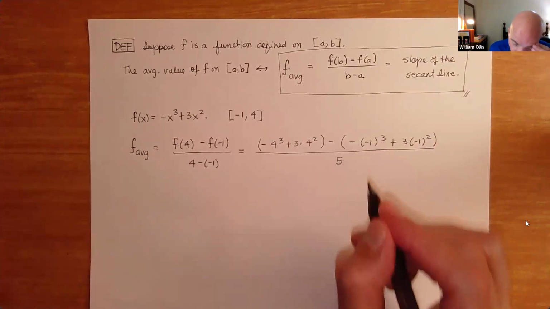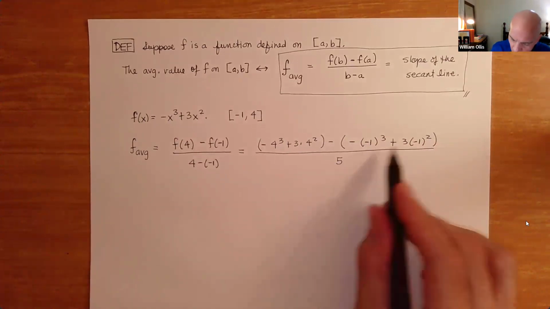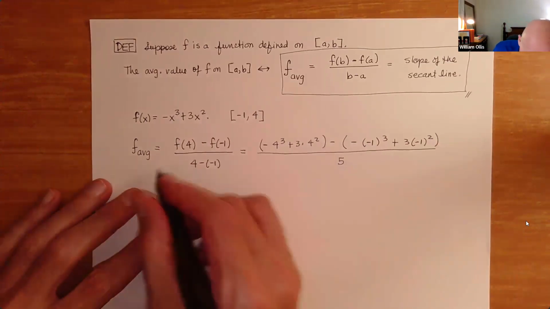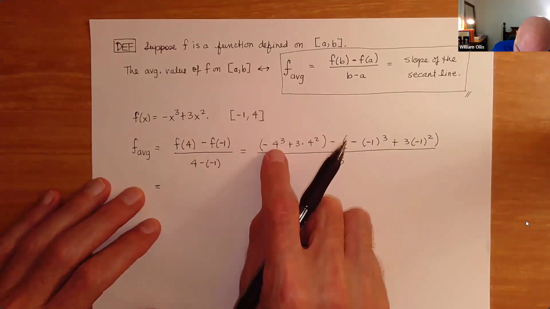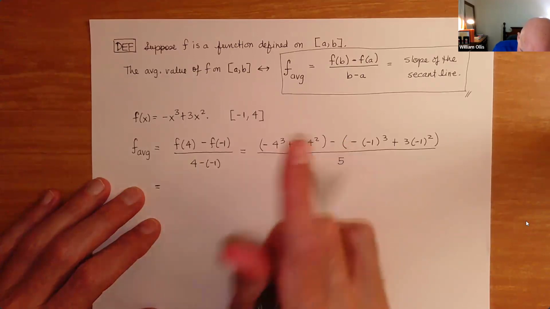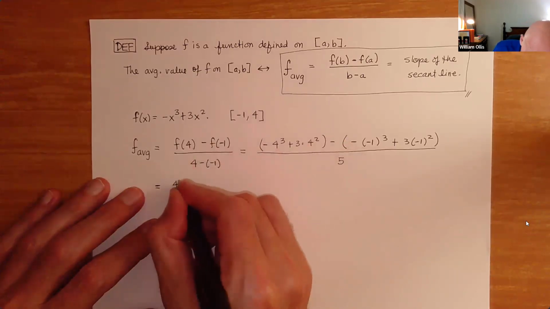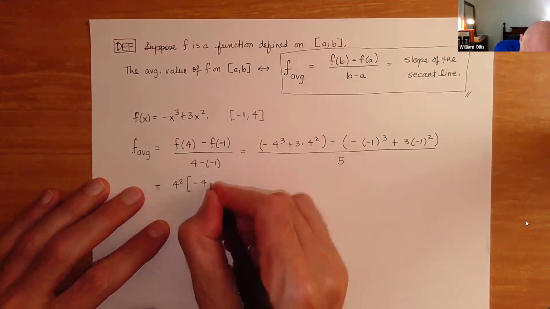What's good about this is to keep track of the negatives. They're not difficult, but just keep track of them. Now, here we've got a negative and a positive. So let's just factor the 4 squared. So we have 4 squared, and we have a -4 plus a 3.